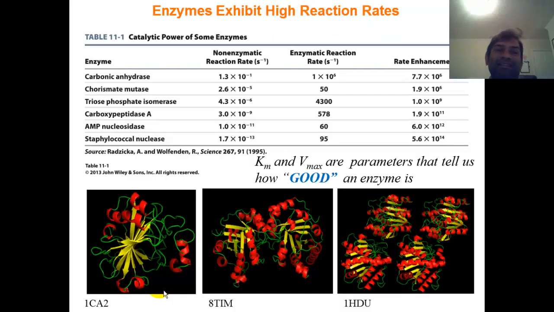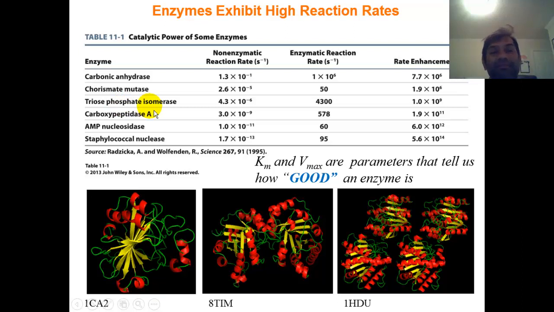How good is an enzyme? Shown in this table from your textbook are 6 enzymes: carbonic anhydrase, chorismate mutase. This enzyme is important in the metabolism of phenylalanine and tyrosine. Triose phosphate isomerase.